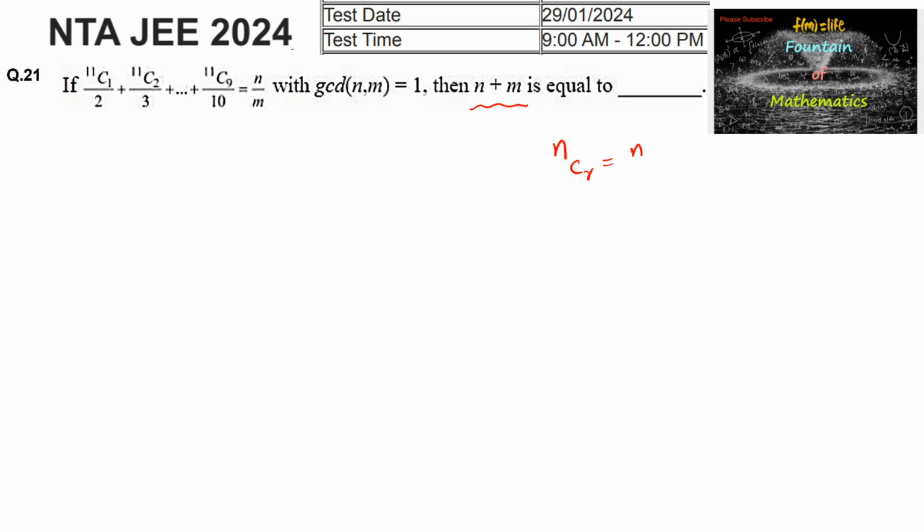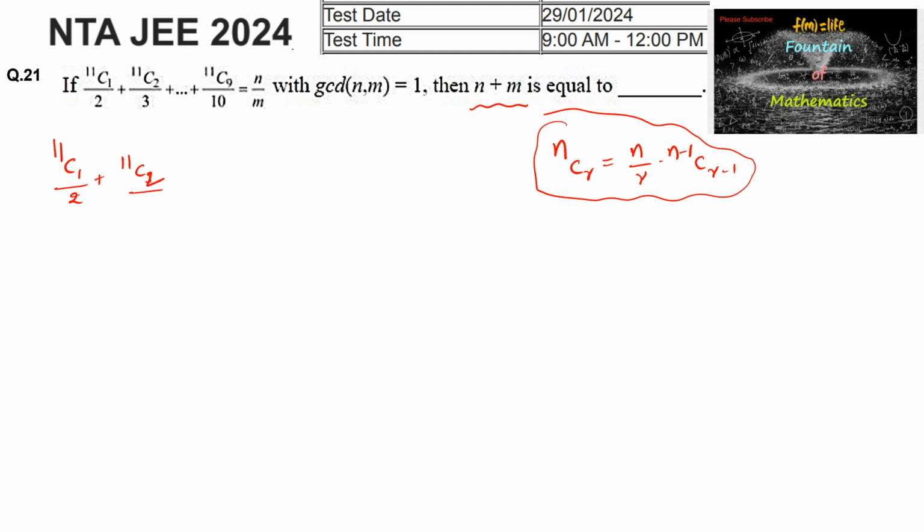nCr is equal to n/r times (n-1)C(r-1). It's one of the properties of binomial coefficients. So we can write, consider 11C1/2 + 11C2/3 and so on up to 11C9/10. So here let us consider n-1 equal to 11, so n is equal to 12.